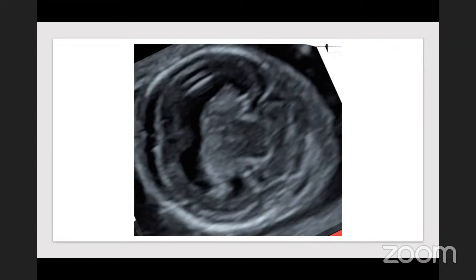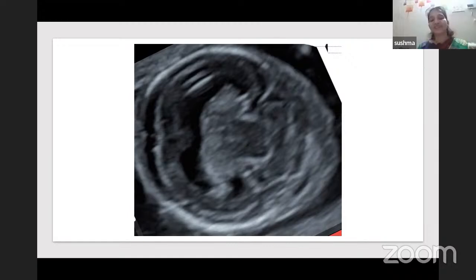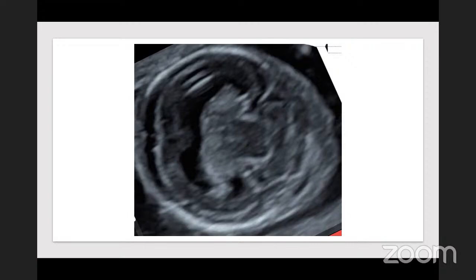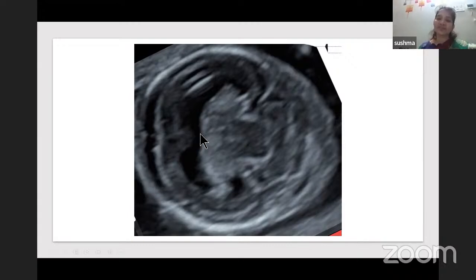Dr. Alka Patil, falx cerebri. Very good, yes. Dr. Mallika Sunil Joshi, falx cerebri. Yes, so CSP interrupts falx cerebri, but here there is no CSP, of course, and there is no falx cerebri as well. So falx cerebri is absent. So what do you think the diagnosis is?